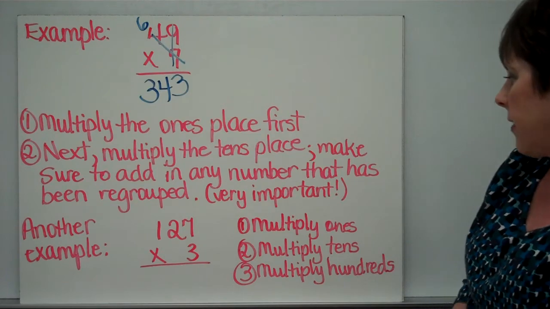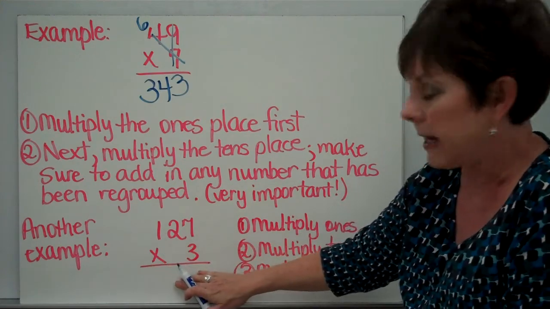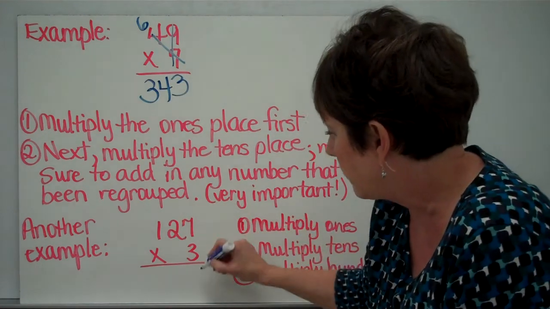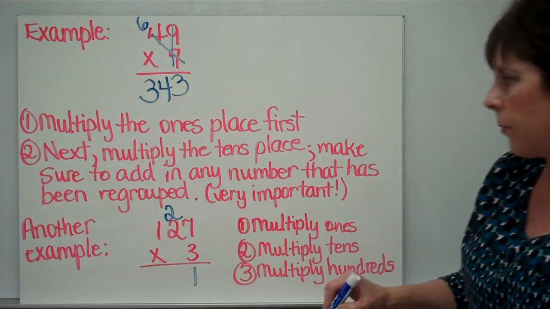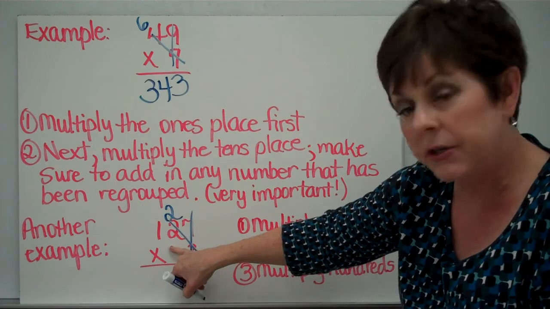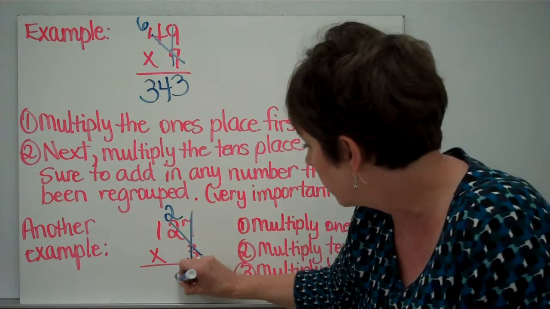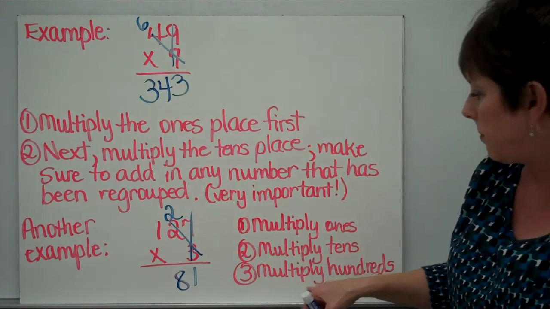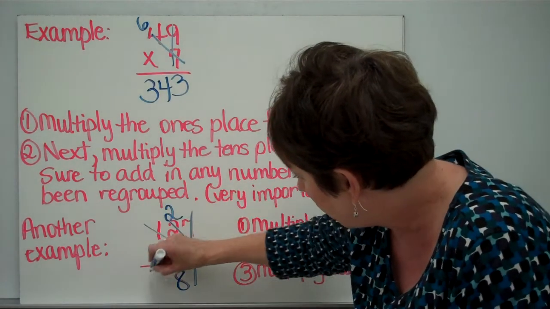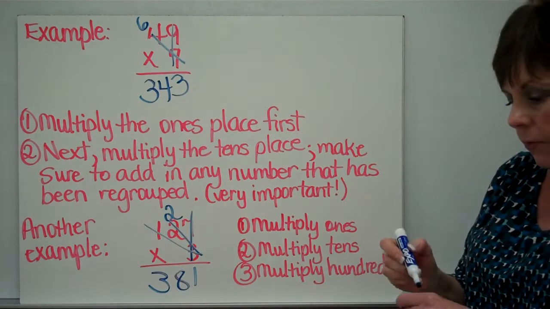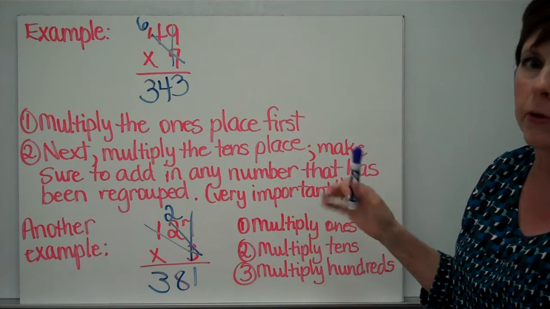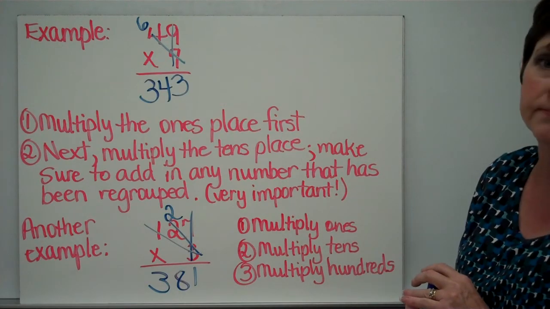Okay, here is another example. Now, this is a 3-digit by a 1-digit number. First thing you do is multiply the ones. Well, 3 times 7 is 21. Regroup. Multiply your tens. 3 times 2 is 6, plus 2 is 8. Last, you would multiply the hundreds since it's a 3-digit number. 3 times 1 is 3, and your answer would be 381. Again, be sure that any number that's been regrouped, that is super important that you add that in.